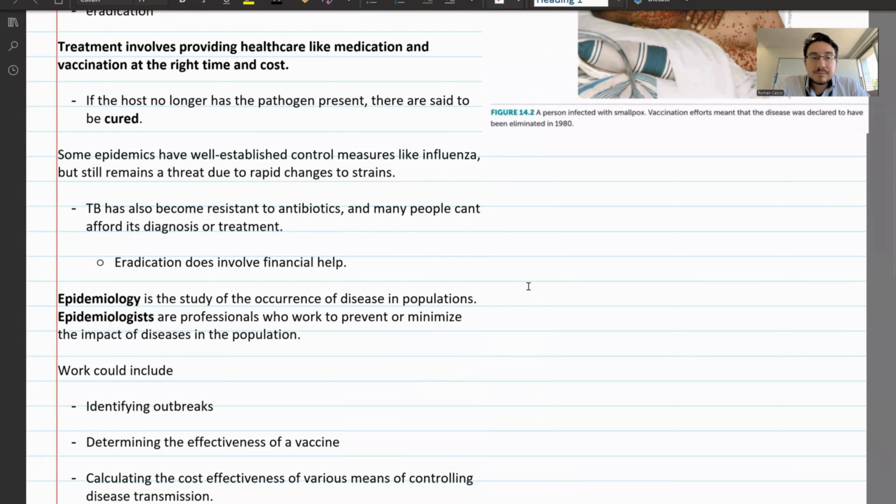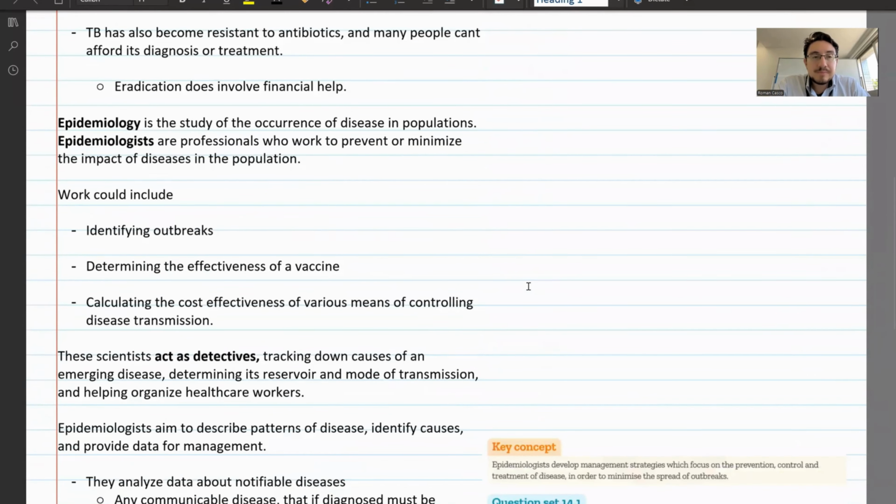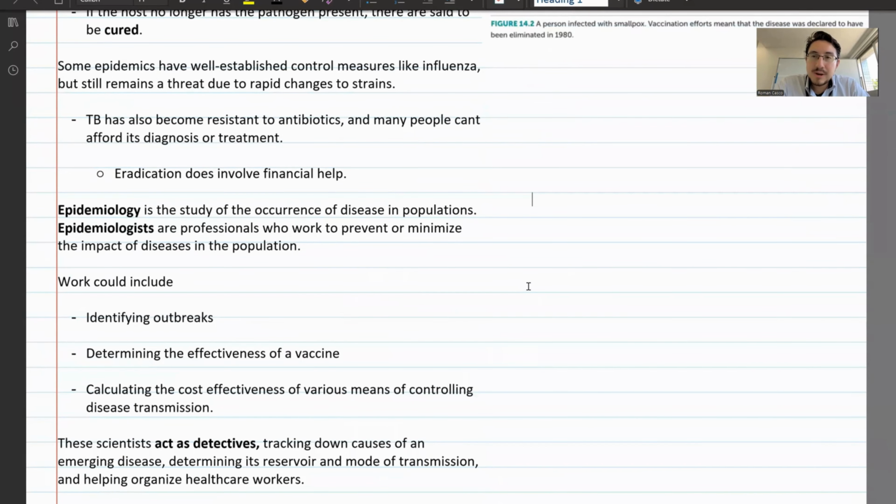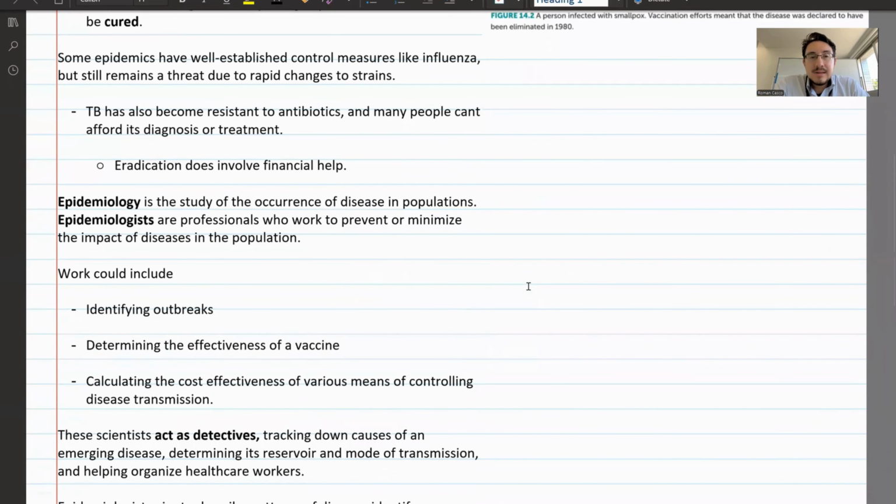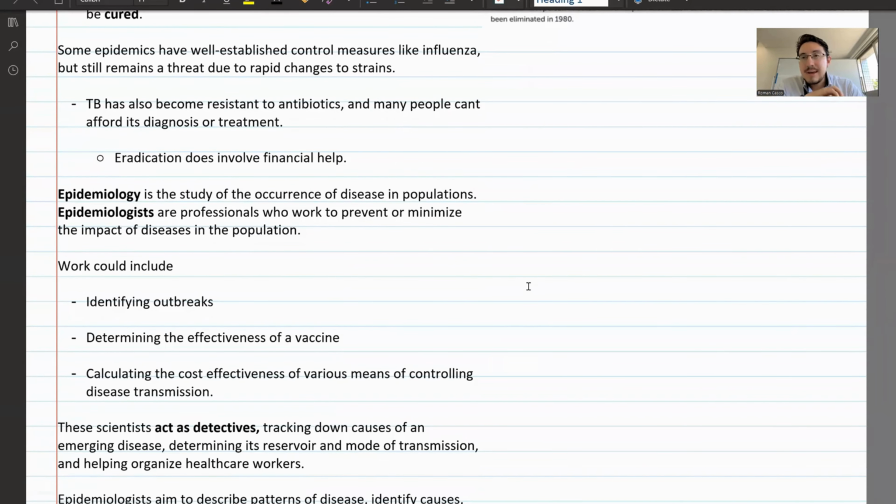Okay. So this whole study of spread of disease and mitigating and controlling and treatment, right, and prevention is essentially the study of epidemiology, right? You've probably heard me saying this word a couple of times, right? Epidemiology is a study of biology, right, that involves studying the occurrence of disease in populations, right?